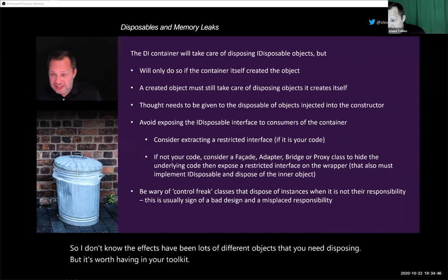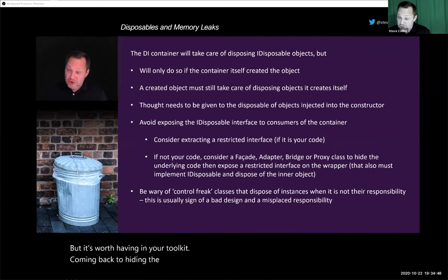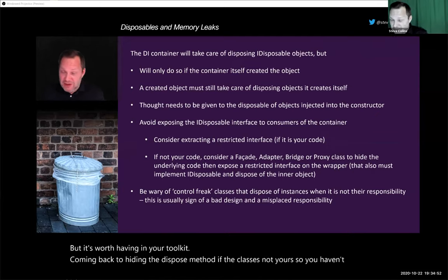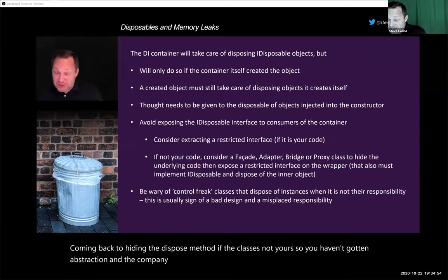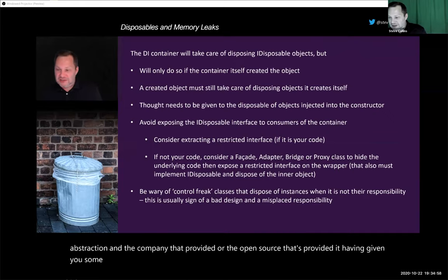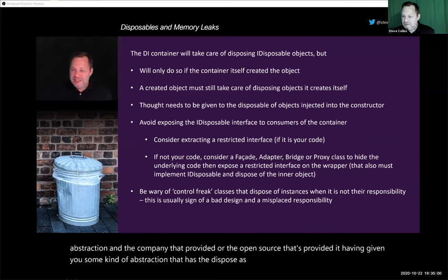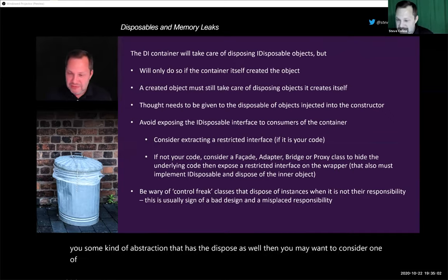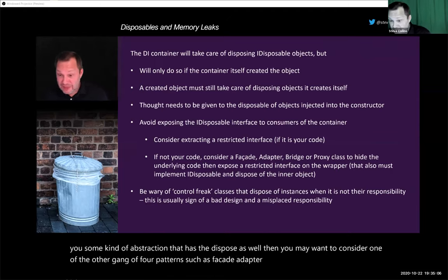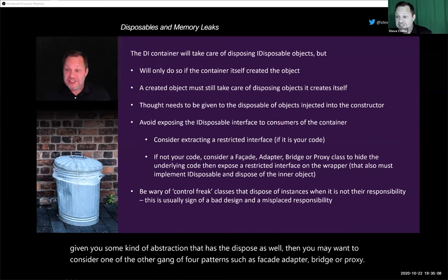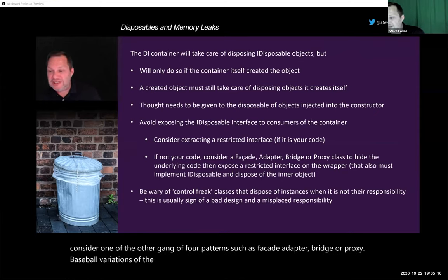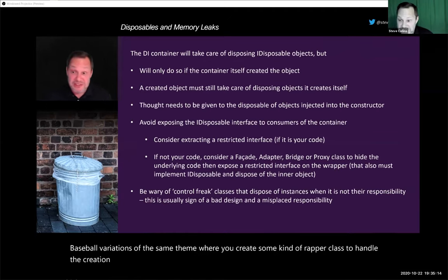Coming back to hiding the dispose method, if the class is not yours, so you haven't got an abstraction, and the company or the open source project that provided it haven't given you some kind of abstraction that hides the dispose as well, then you may want to consider one of the other Gang of Four patterns, such as facade, adapter, bridge, or proxy. These are all variations of the same thing, where you create some kind of wrapper class to handle the creation and the disposal of the class instance.